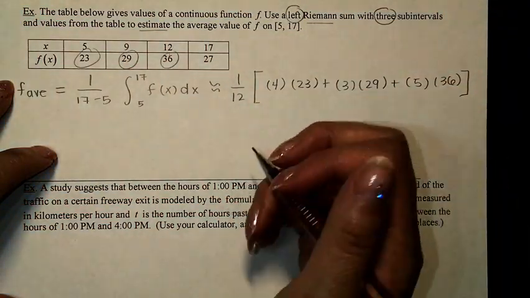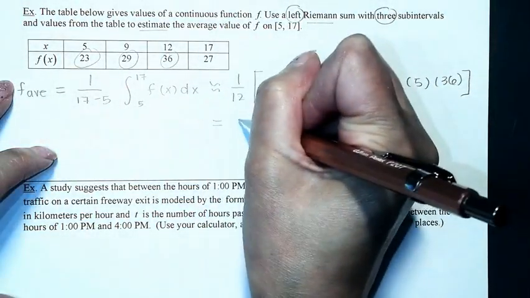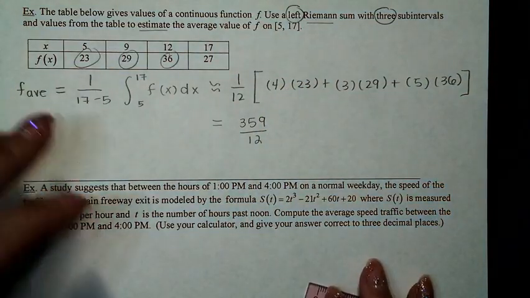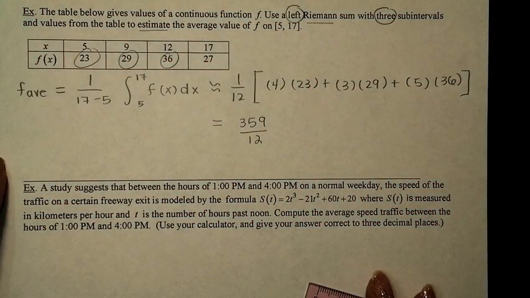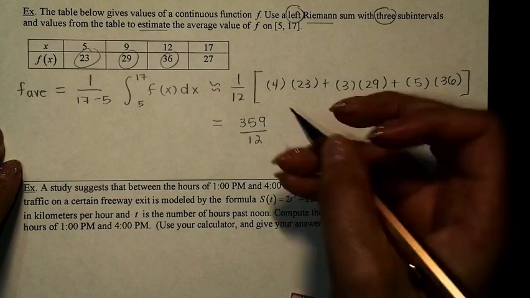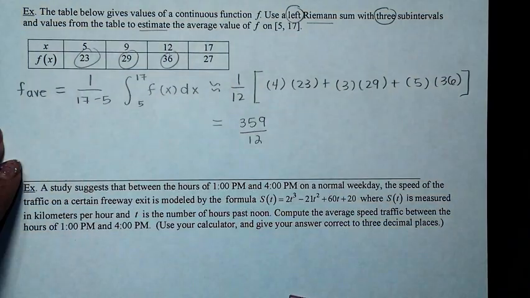You can leave it like that, but since I'm crazy, I just added all. So you have 359 divided by 12. So that's your estimation of f average. Cool. A lot of students, this is a typical question in an AP test, forget the 1 over 12, because they are distracted and they don't see this. So please be careful with that.